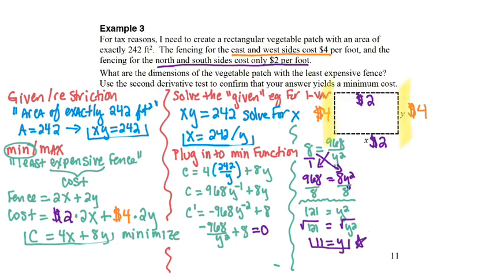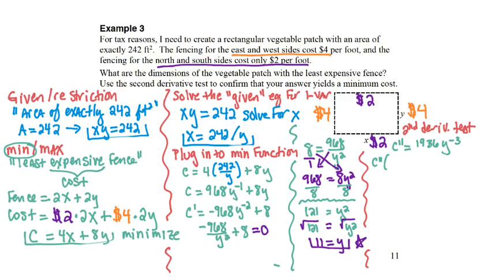We now know that our rectangular garden patch or vegetable patch is going to be 11 feet wide on the east and west side. But I'm still supposed to use the second derivative test to verify, or in this case confirm, that it is a minimum for my cost. So I need to take the second derivative of c. Looking back at my first derivative of c, I need to multiply negative 968 with negative 2. So we'll get positive 1936, and subtracting 1 from the y squared gave us y to the negative 3. And remember, the plus 8 just went to 0.